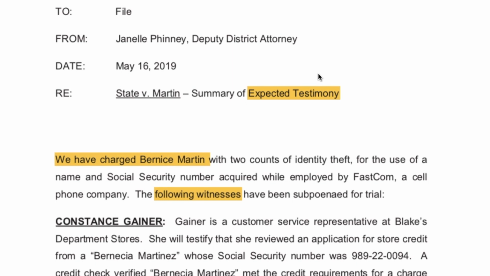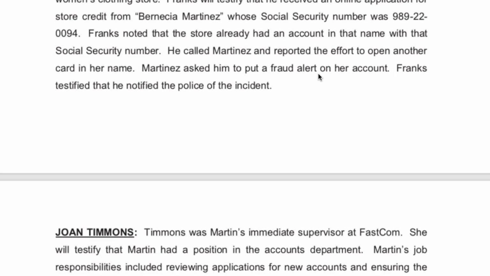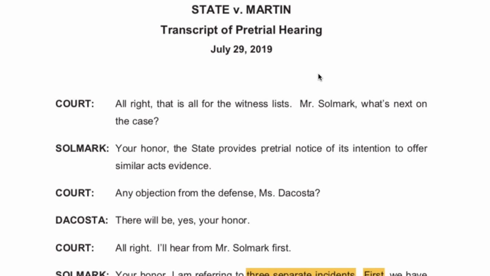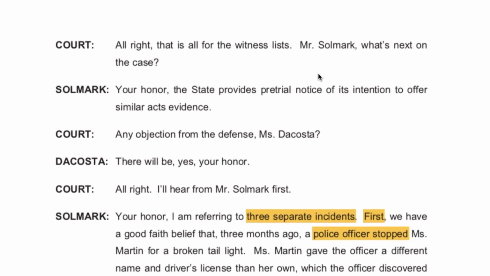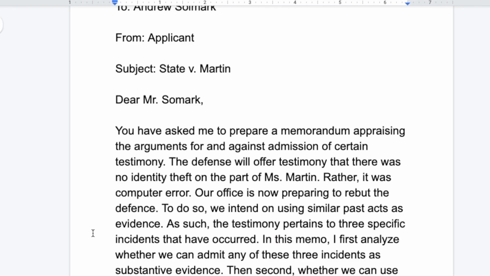So I'm thinking now, okay, I'm not going to focus too much on this at the moment because the major issues here are to discuss prior incidents. And that is what this document here, the pretrial hearing transcript, is what I need to complete my task. And now I'm going to show you the structure that I used.